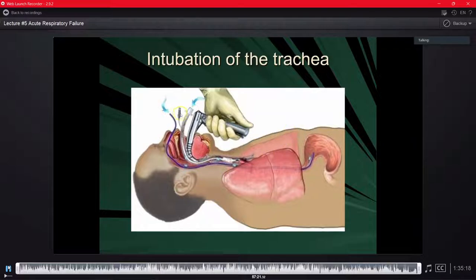Anyway, right here, this little piece is the balloon inflator, because if you look distally on the ET tube, you will see there is a little cuff that holds about 5 mL of air, and we inflate that to secure it in the trachea.